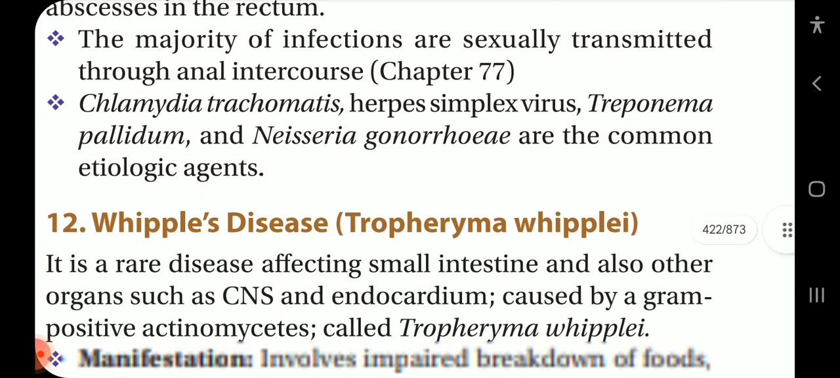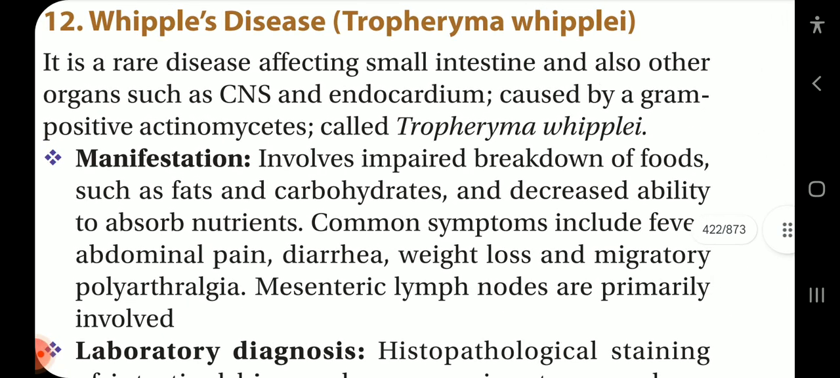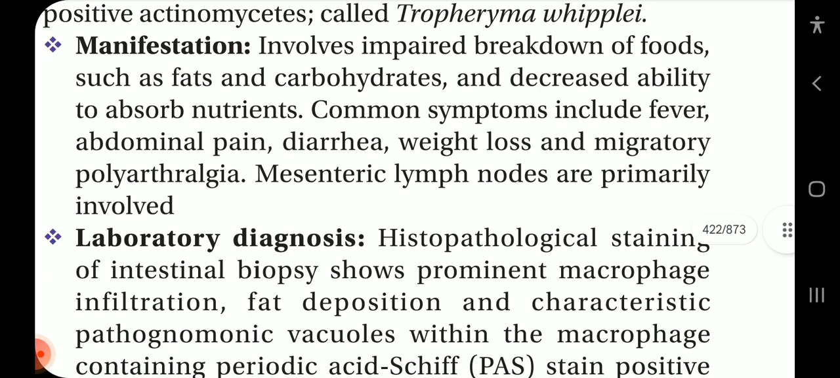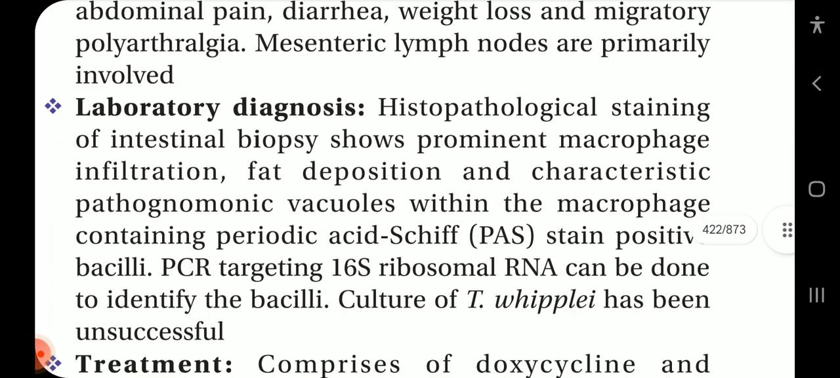12th, Whipple's disease. Tropheryma whipplei. It is a rare disease affecting the small intestine and also other organs such as CNS and endocardium, caused by a gram-positive actinomycete called Tropheryma whipplei. Manifestation involves impaired breakdown of food such as fats and carbohydrates and decreased ability to absorb nutrients. Common symptoms include fever, abdominal pain, diarrhea, weight loss, and migratory polyarthralgia. Mesenteric lymph nodes are primarily involved.